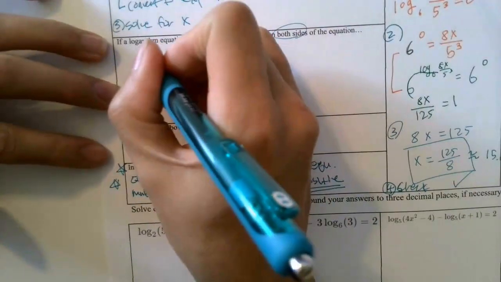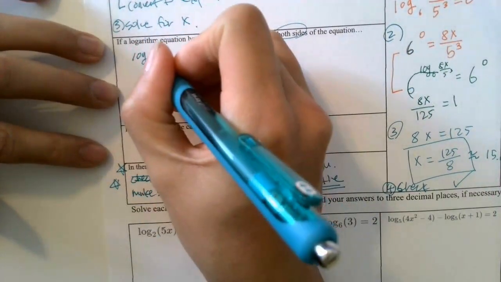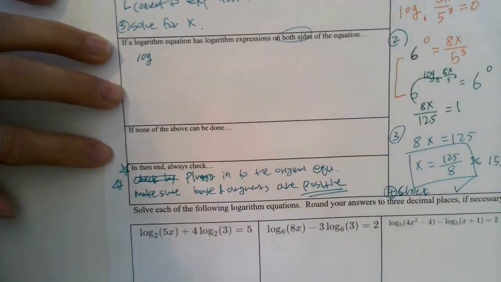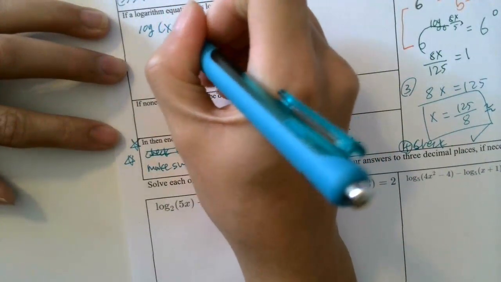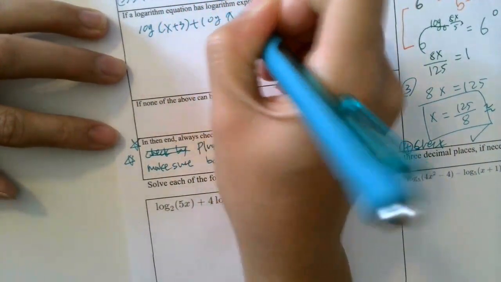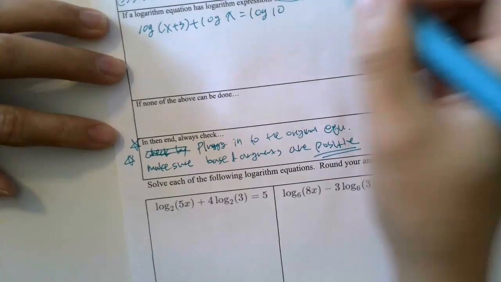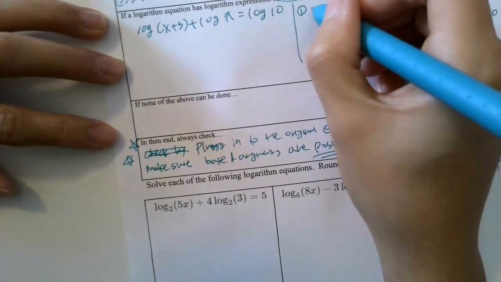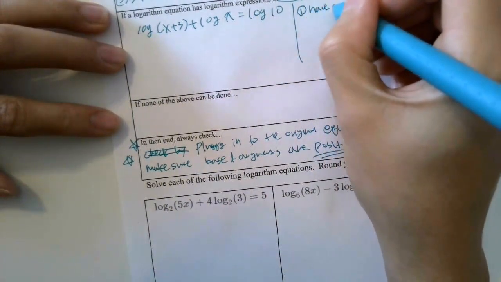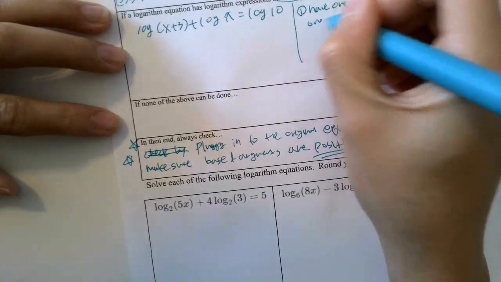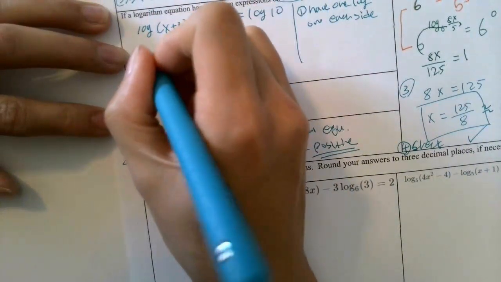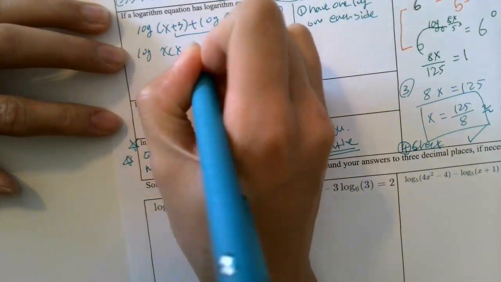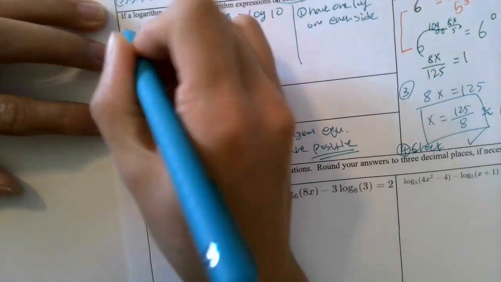Alright, if you have a logarithm on both sides of the equal sign, which I did not really give you any example, it can look something like this. Log of x plus 3 plus log of x is equal to log of 10. Step number 1 will be the same thing. I have 1 log on each side, so I multiply these. Log of x times x plus 3 is equal to log of 10.